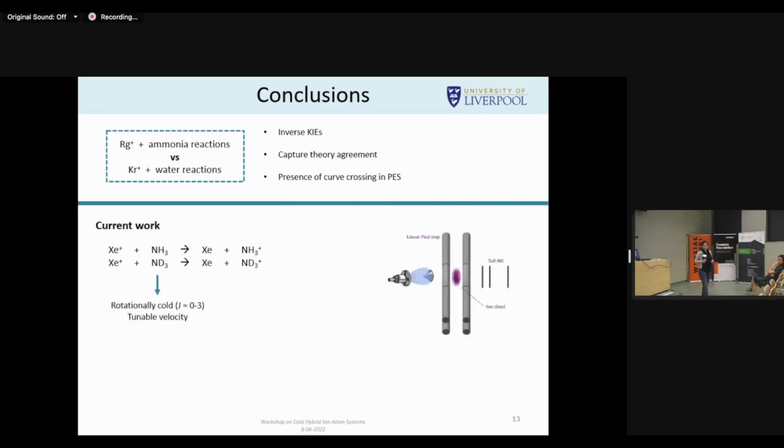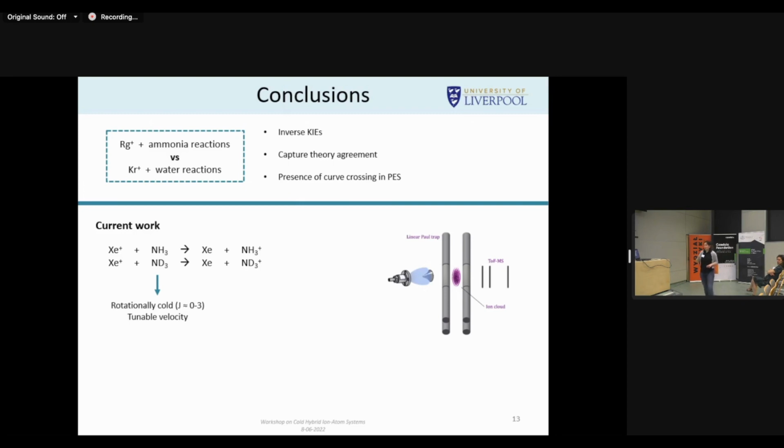So what we currently do is repeat the reactions with the xenon ions and the deuterated and hydrogenated ammonia molecules, but this time, instead of using a thermal ammonia beam, we're using a cold beam. What we did, we took our ion trap and attached to it a pulse valve and a skimmer. Basically, we're going to study the same reaction with a rotationally cold beam of ammonia.